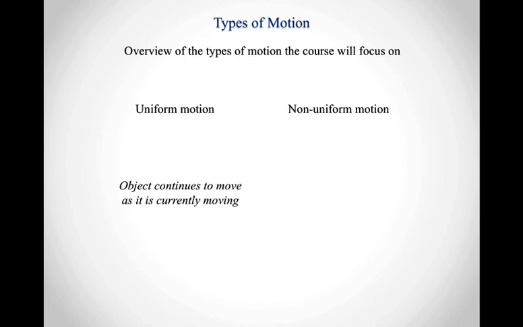Uniform motion is when an object continues to move as it is currently moving. Many of you, I'm sure, have heard the phrase before that objects remain at rest or objects continue to move in a straight line at a constant speed. Those objects are undergoing uniform motion. Non-uniform motion, of course, is when an object changes how it's moving. So how can it do that? Well, it can speed up, it can slow down, it can change directions. All of those are options in terms of changing how it's moving.